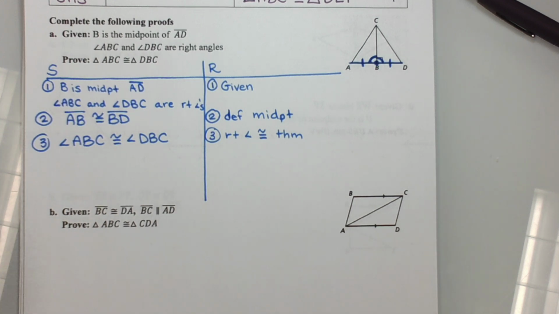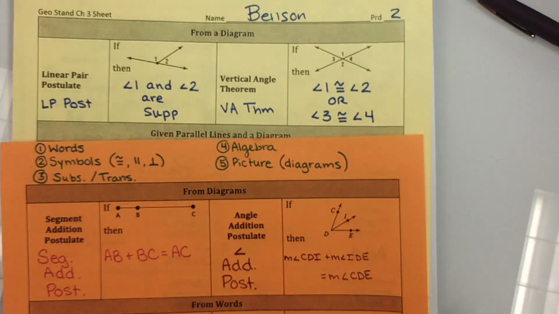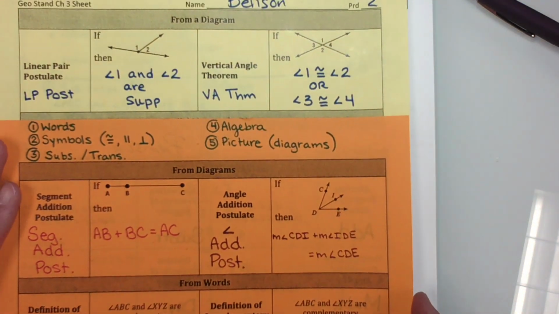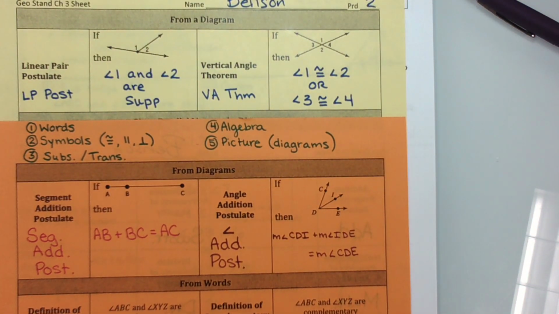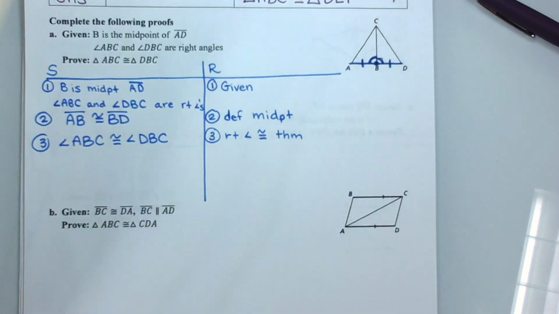Now, we've been taught to look for these 4 things in pictures, but today I'm going to add one thing. There's one more thing that you look for in a picture. And that is, if the 2 triangles that you are working with share a side or share an angle.